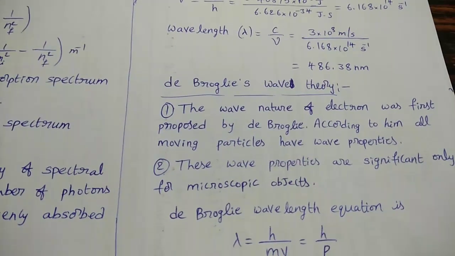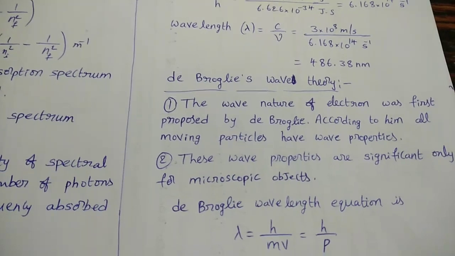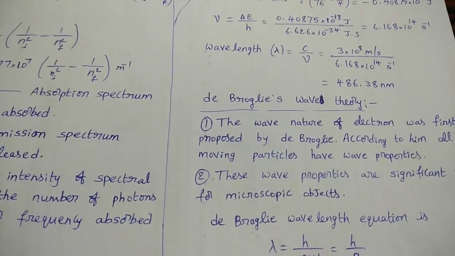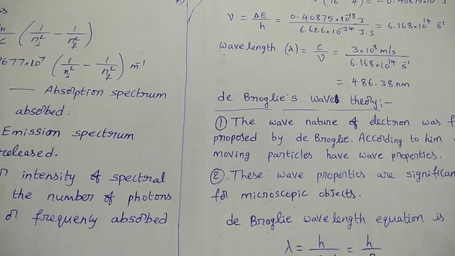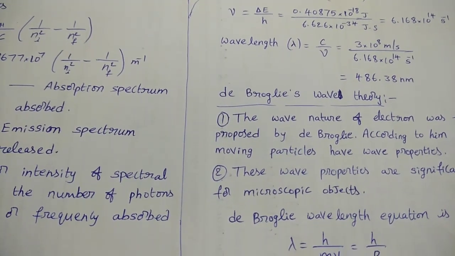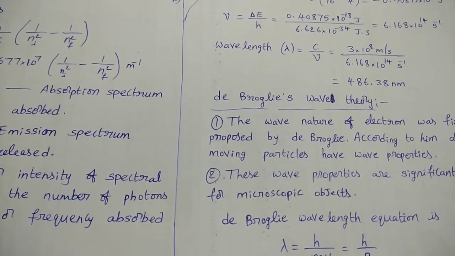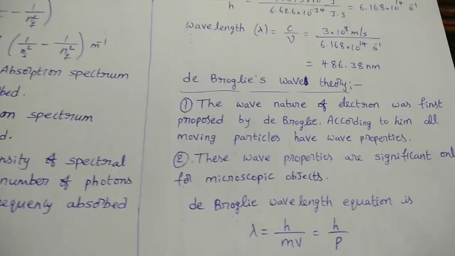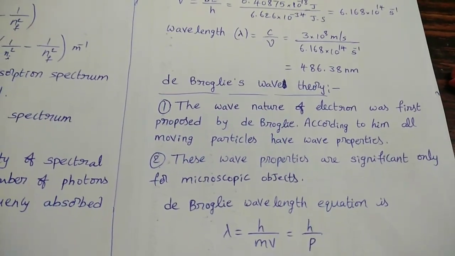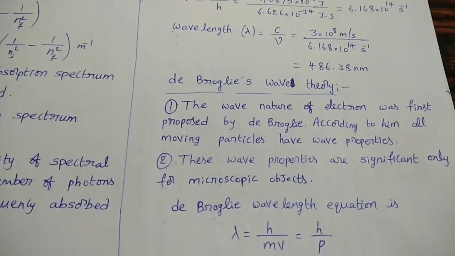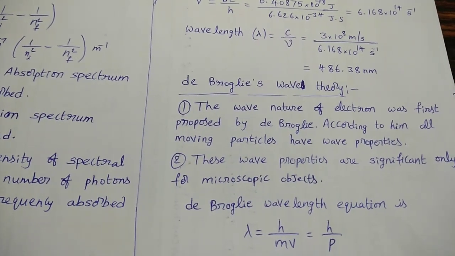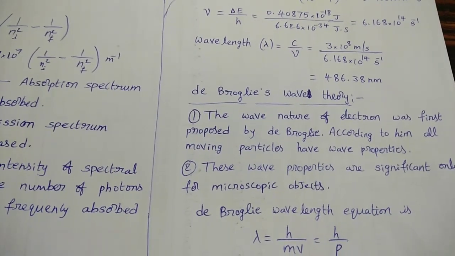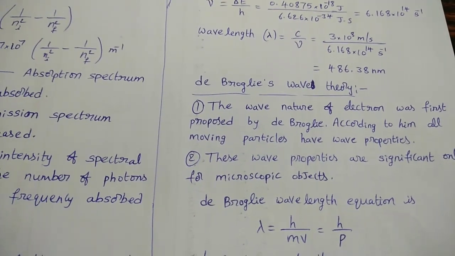The wave nature of the electron was first proposed by de Broglie. According to him, all moving particles have wave character. Till then, scientists thought that moving particles have only particle nature, but this scientist proposed that wave character is also exhibited by all moving particles. These waves are significant only for microscopic objects, that means important. Microscopic objects means electron, proton, neutron, atom, molecules like this.